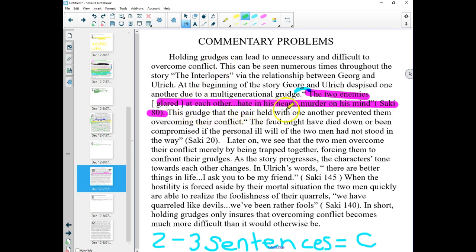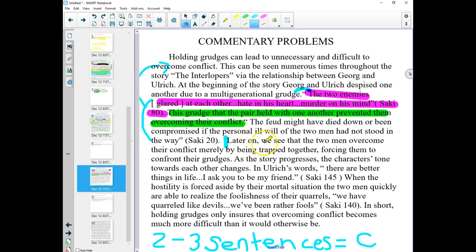"This grudge that the pair held with one another prevented them from overcoming their conflict." Okay, so then we're just kind of moving to another one. So, okay, I can see the link a little bit here. So that's actually okay commentary. Again, they've got a sentence that is an entire quote. "This feud might have died down or been compromised if the personal ill will of the 2 men had not stood in the way." So then they just, boom, end that. There's a total lack of commentary continuing beyond here. They could keep going to develop the idea of how this stuff relates up to the theme.